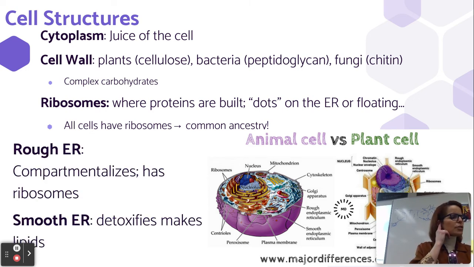And then the rough and the smooth ER. The rough ER is what has the ribosomes, and it additionally compartmentalizes the cell. And the smooth ER detoxifies, and it makes lipids. I think that's a really hard one to remember.